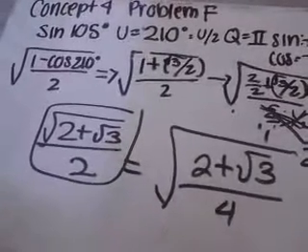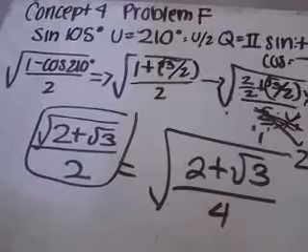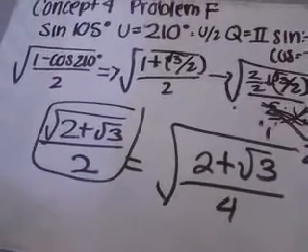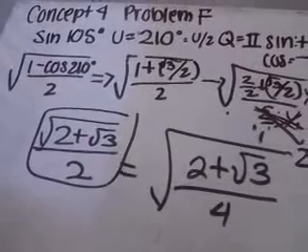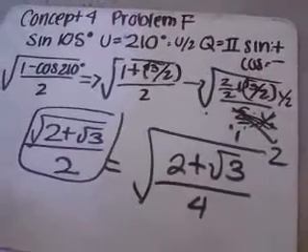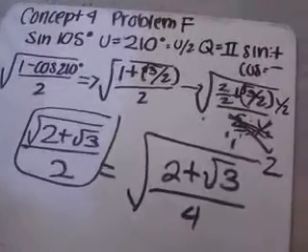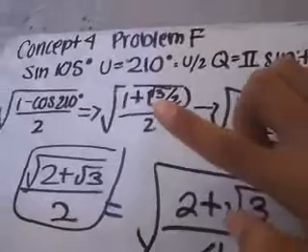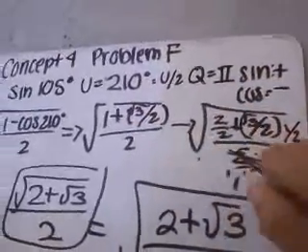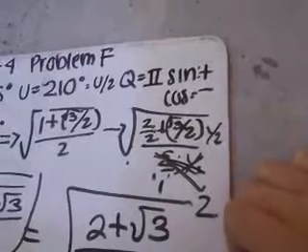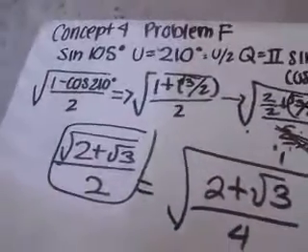Then we start with the formula, square root of 1 minus cosine of 210 over 2, which is going to equal square root of 1 plus radical 3 over 2, over 2. From here, we want to make that 1 into the same denominator as radical 3 over 2, so we convert it to 2 over 2. We add it together, and don't forget it still maintains itself over 2.